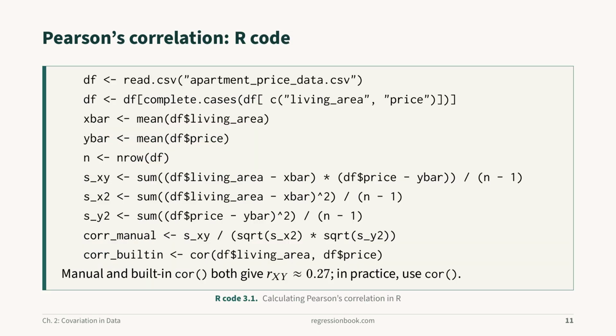The R implementation reads the data, keeps complete cases for living area and price, and builds the correlation from its ingredients, the two means, the covariance, and the two variances. It then checks the manual result against the built-in correlation function. Both give roughly 0.27. In practice, you will simply call the built-in function, but computing the coefficient once by hand fixes the formula in memory.